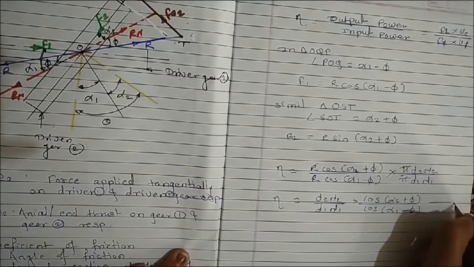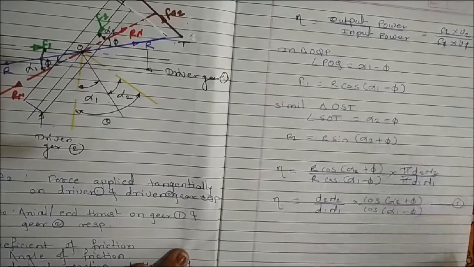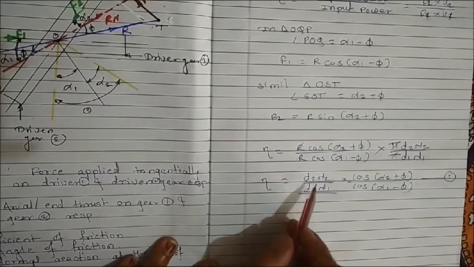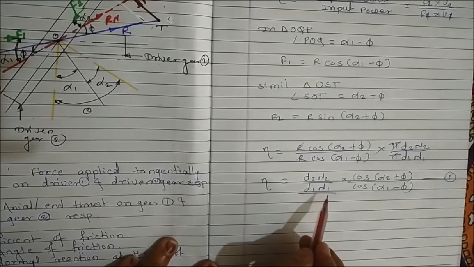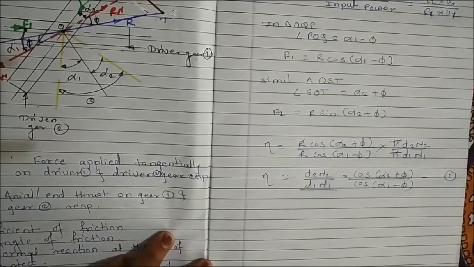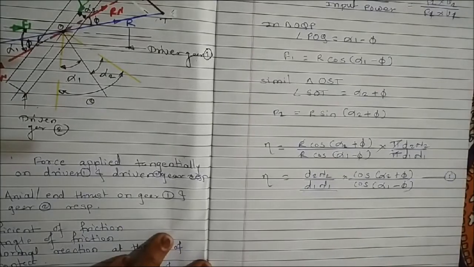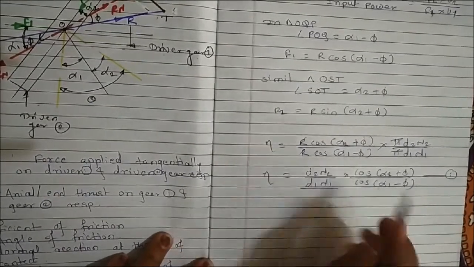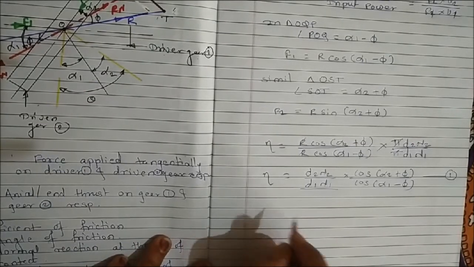Efficiency, let us say this is equation 1. Okay, now let's convert this d2 and n2 in terms of t firstly, and then let us convert this term in terms of angle alpha and theta.